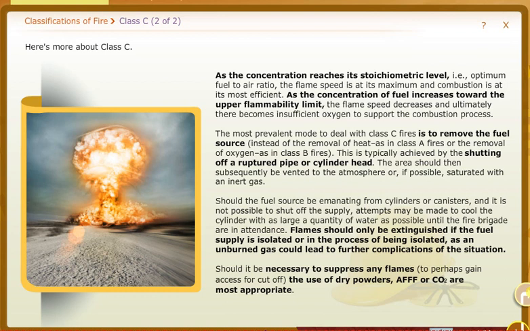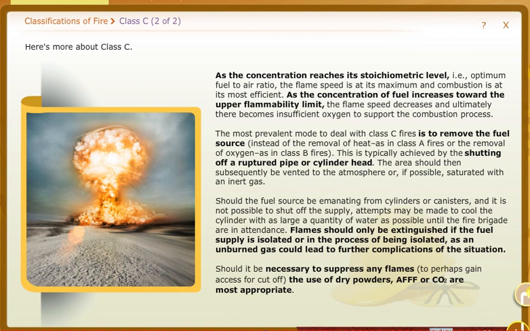The most prevalent mode to deal with Class C fires is to remove the fuel source instead of the removal of heat, as in Class A fires, or the removal of oxygen, as in Class B fires. This is typically achieved by shutting off a ruptured pipe or cylinder head. The area should then subsequently be vented to the atmosphere or, if possible, saturated with an inert gas.